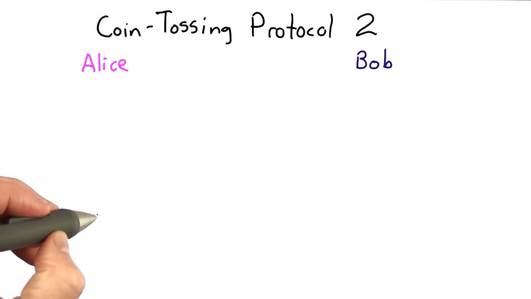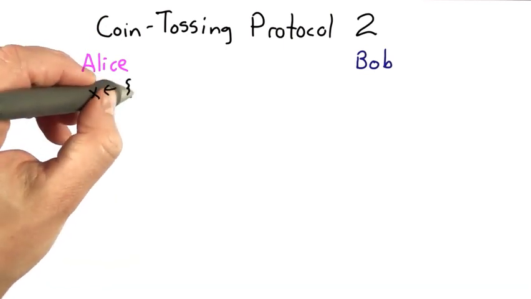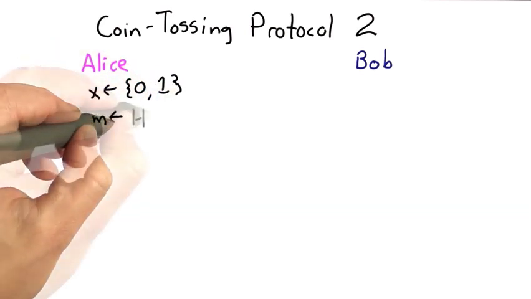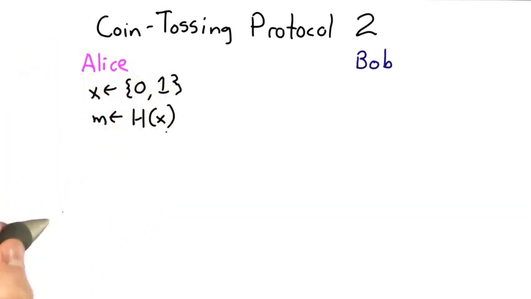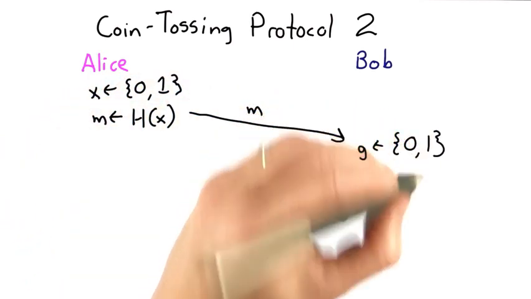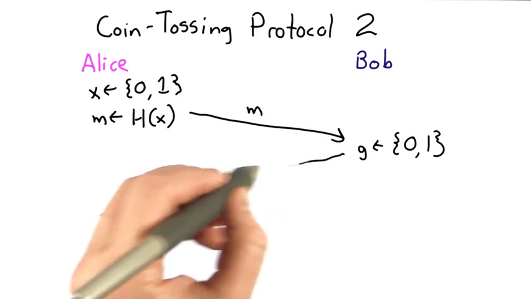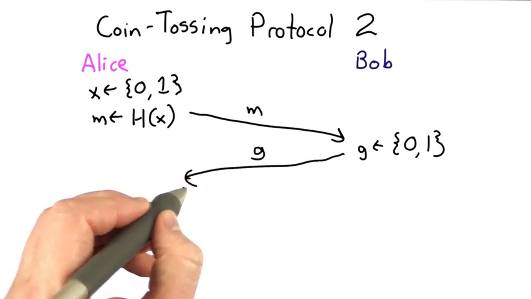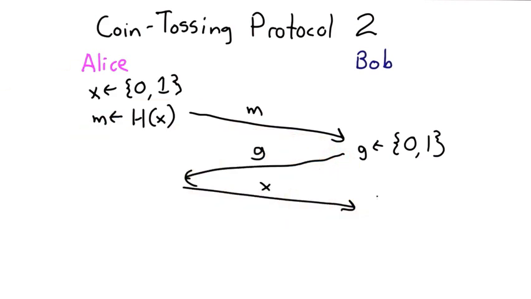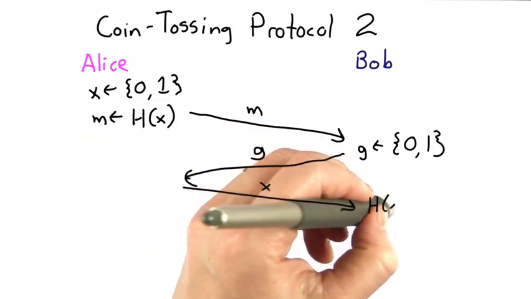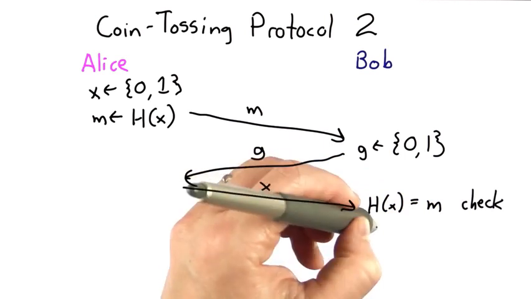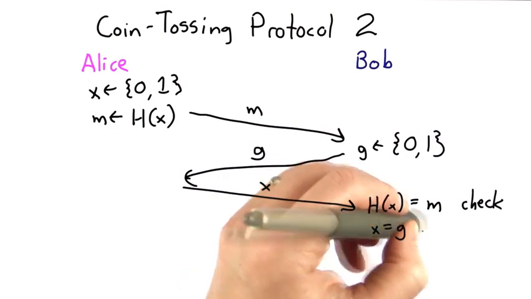So here's our new protocol design. Alice will pick a number X, 0 or 1, representing heads or tails. She'll compute, using our ideal cryptographic hash function, M equals the hash of X, and she'll send M to Bob. Bob will make a guess, G, and send that guess back to Alice. Then Alice will send her claimed value of X back to Bob. Bob can check if the hash of X equals M. If that's not the case, then Bob suspects that Alice cheated. And then if X is equal to G, Bob wins.